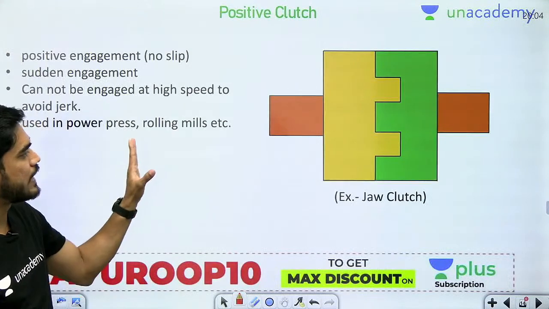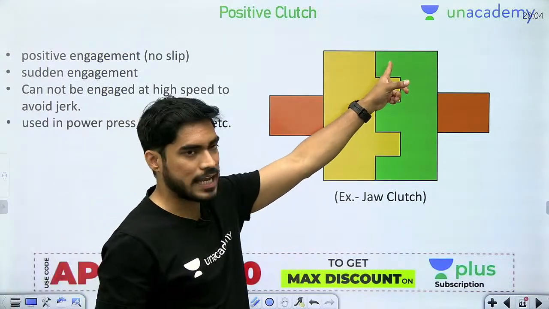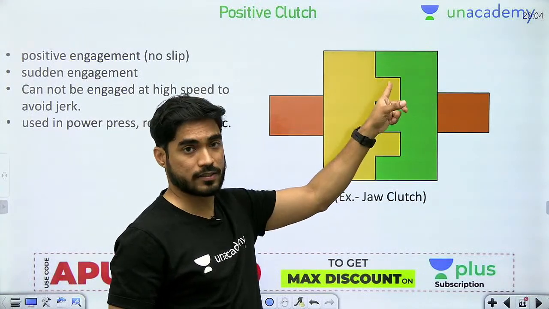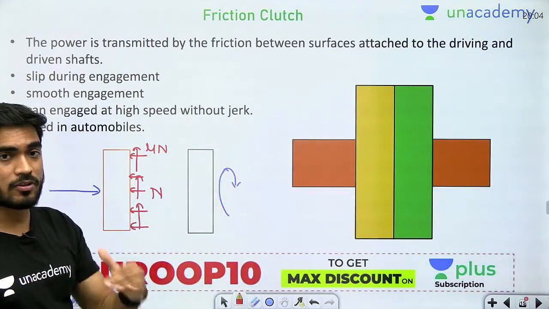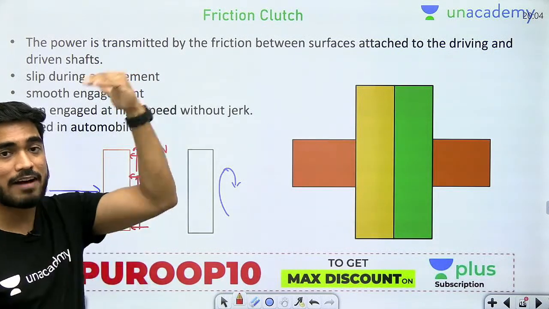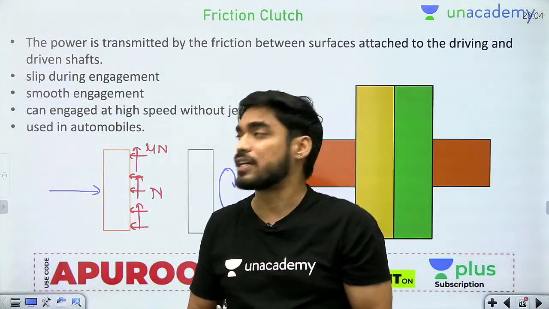In case of positive clutch, the torque transfer doesn't depend upon the friction. The torque is transferred directly by the force, okay? But here the torque is transferred through friction. So in order to have high torque transfer, you need to have high friction. So here the torque transfer is limited due to friction, okay?